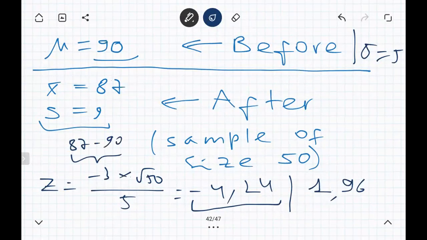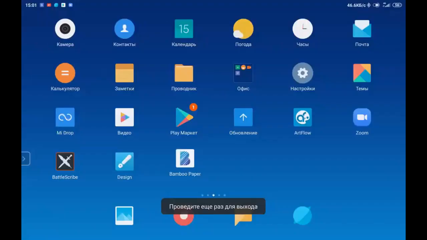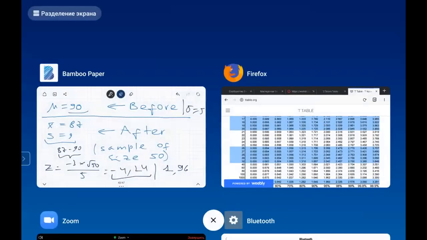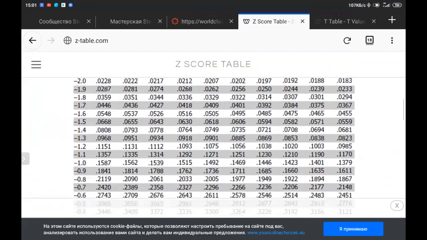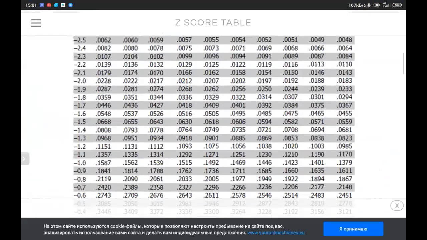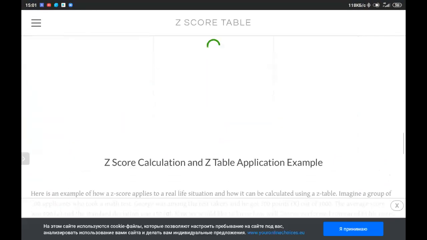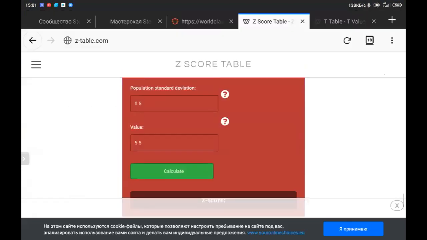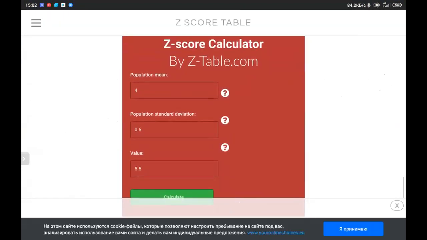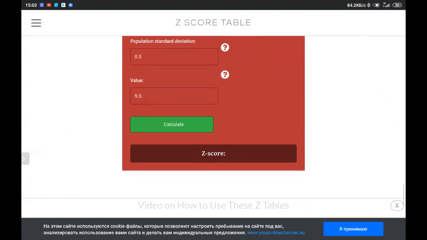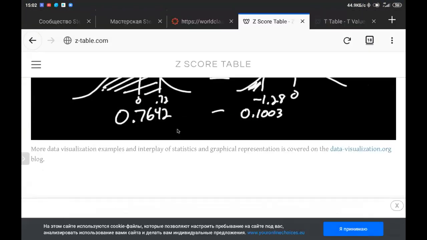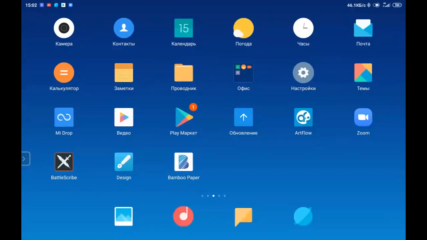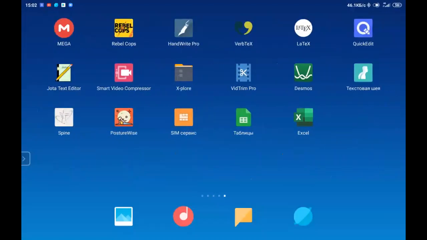So I take that minus 4.24 and I go back to our Z table. So minus 4.24. Oh, okay. We don't have minus 4.24 here. Yeah, it's not good, but okay. So if your table has minus 4.24, whatever value of Z you are using, then you just use the table. And if not, we can use Excel.